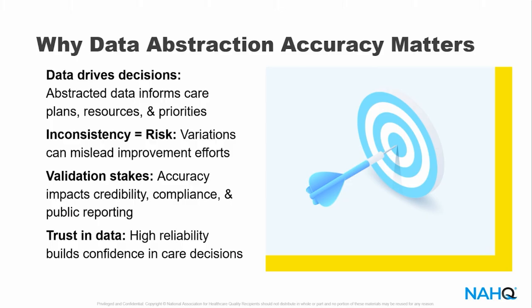Variation is where the real challenge begins because it can distort our performance picture, either lulling us into a false sense of security or pushing us to chase false alarms. And then comes CMS validation. As many of you know, CMS reabstracts a small sample of our charts to confirm that the results submitted to their warehouse each quarter are accurate. Well, if our abstractions aren't, we risk failing validation, which comes with significant consequences, including penalties, reputational damage, and even the loss of the annual payment update with Medicare.